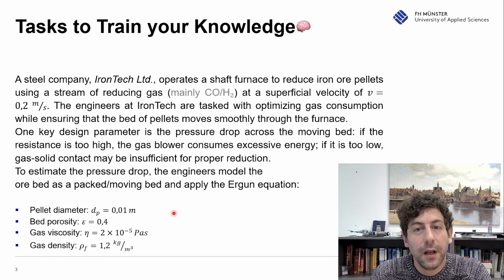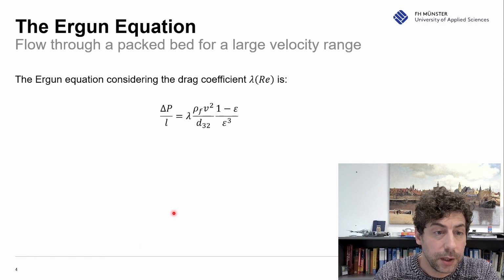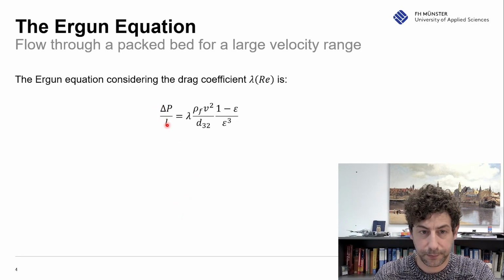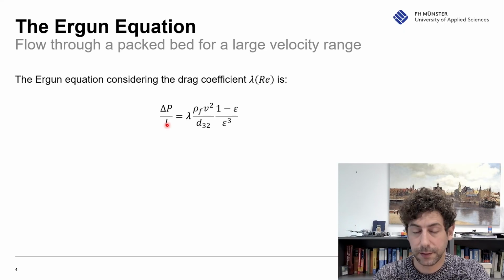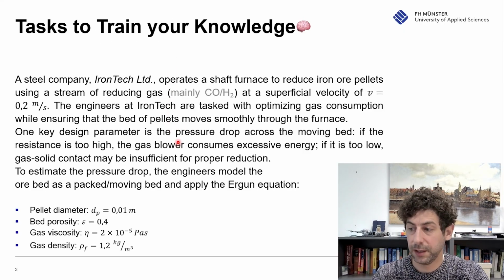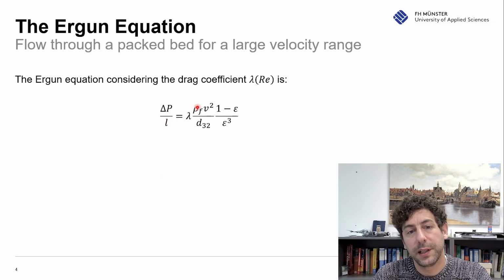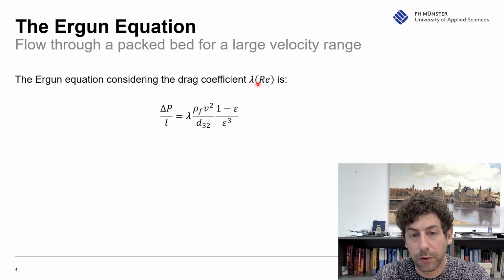Okay, with this we can take a look at the Ergun equation you may remember from the video. This equation gives the pressure drop per length. We don't have a number here for the height of the bed, so we just calculate it per length. We say 1 meter. And then we need the density of the gas, we have this. We need the velocity of the gas, we have this. The size of the pellets, we also have this. The porosity we have, and we need lambda. And lambda is the drag coefficient.